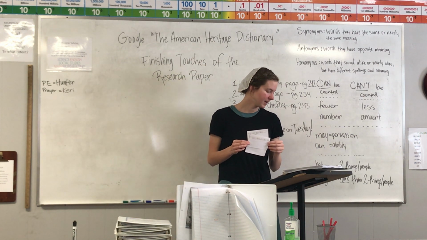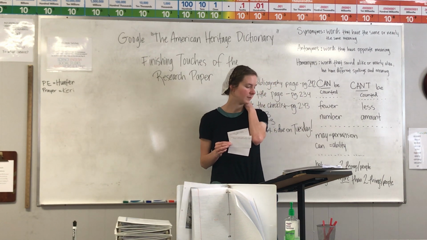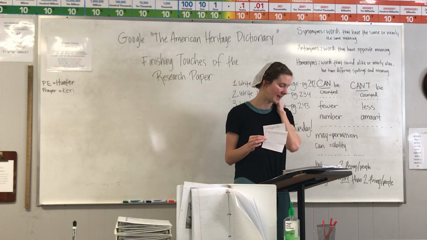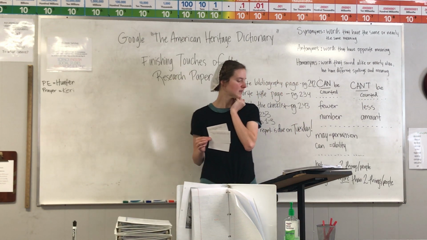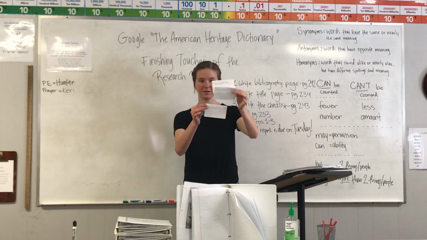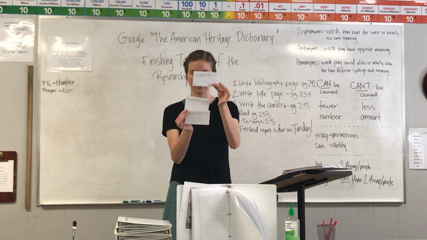Number 5, do not indent the first line of each bibliographical entry. Do indent the second and third lines 1/2 inch. Number 6, skip one line between sources. So these are called sources. So between these 3 sources, you will skip one line in between each source.